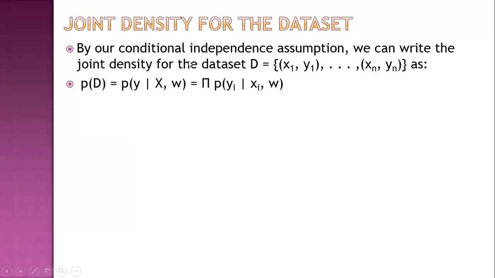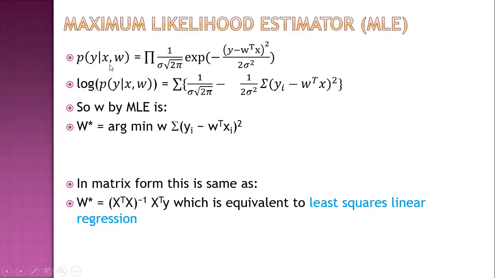By our conditional independence assumption, we can write the joint density of the data set as the probability of data is equal to the probability of y, given that we have available data and parameters, is equal to the multiplication of the probability of individual data points. So this is actually the likelihood.